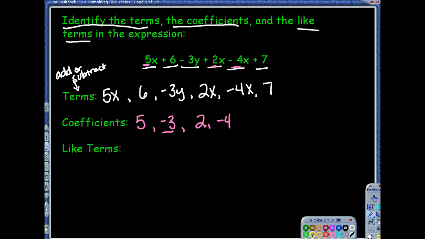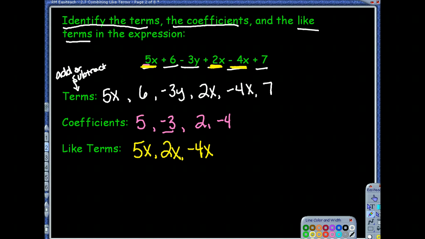Now when we talk about like terms again, those are going to be the pieces that have the same variable taken to the same power. So as you look at this problem, I hope you guys notice that there's several things here that all have x's. Those would all be considered like terms. So when we combine them, we've got 5x plus 2x, that would be 7x's so far, and then minus the 4x. That would leave us with 3x if I were to combine them. Now they just ask what they are. So I'm going to go ahead and say 5x, 2x, and negative 4x are all like terms.